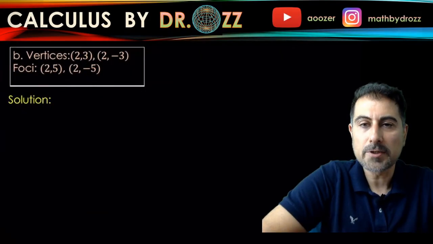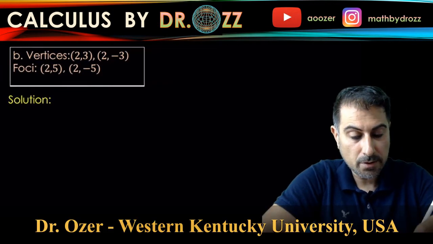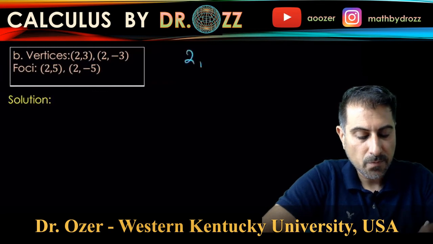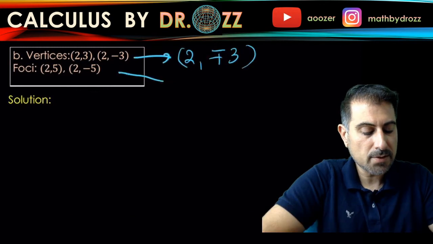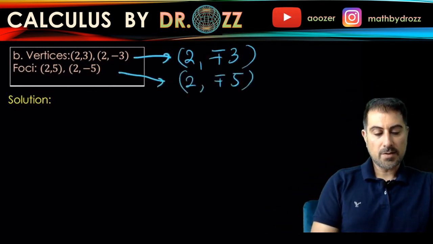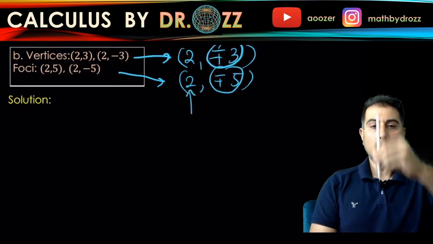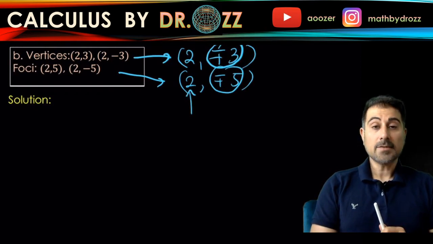All right, for part B, we're given vertices, which are in fact (2, ±3), and also we were given foci, (2, ±5). So these are changing, as you see that these are the y coordinates that are changing, right? The x coordinates are fixed. So this tells me that the foci and vertices are all located on a transverse vertical axis.